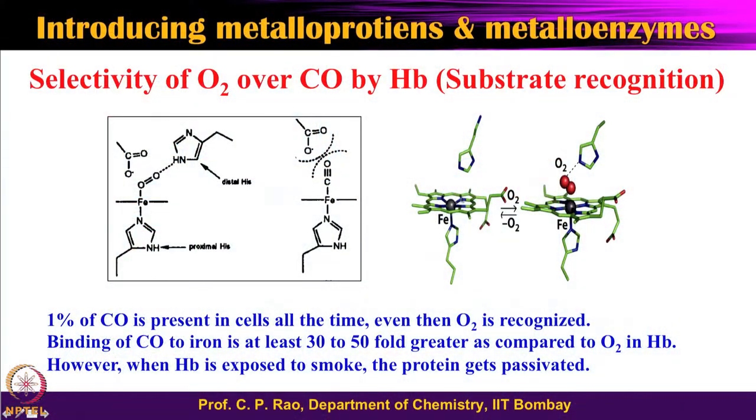So, at that stage, can this protein differentiate between O2 and CO? No, because there is a concentration shift, a huge concentration of CO, and even the stability you have is overcome by that. But within the cell, yes, where there is 1% of CO, it is always there.